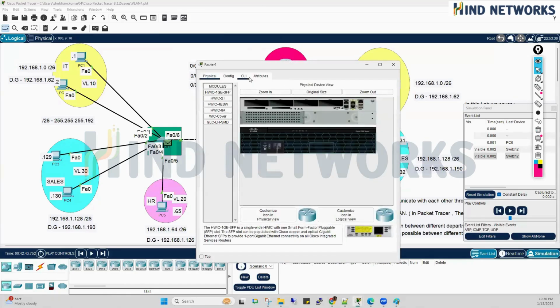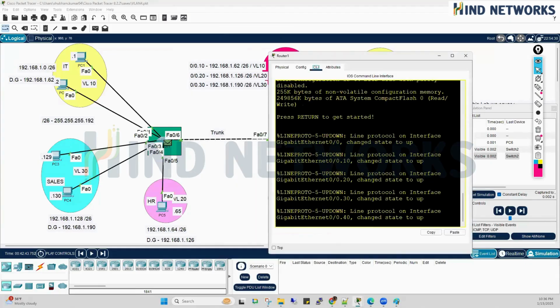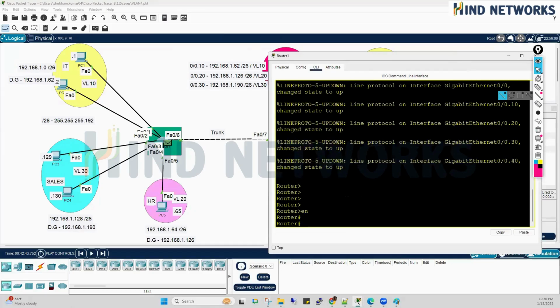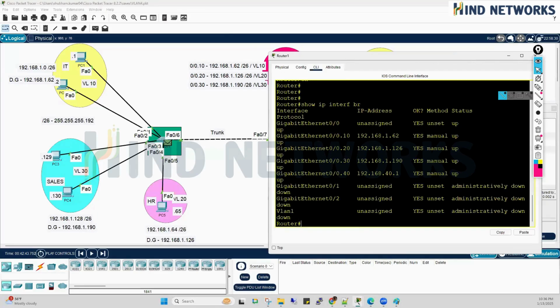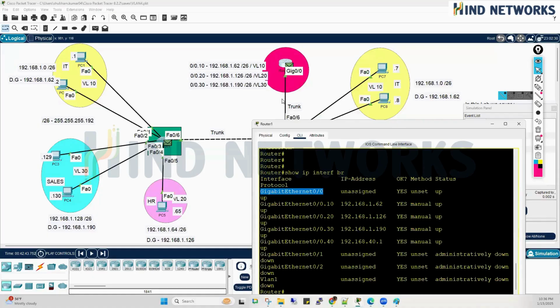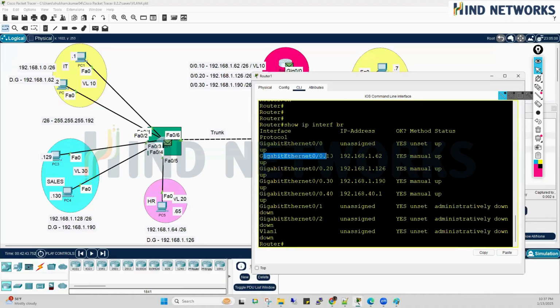Let me show you. I go to the router. I'm writing the command show IP interface brief. See, by default, the interface is here. I am using gig 0/0. That is the physical interface. And from gig 0/0, I created 3 sub-interfaces: gig 0/0.10, gig 0/0.20, gig 0/0.30, and gig 0/0.40. I created a total of 4 sub-interfaces. I use 10, 20, 30 according to the VLAN.